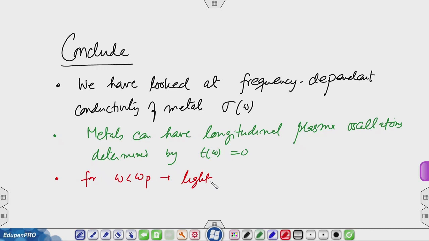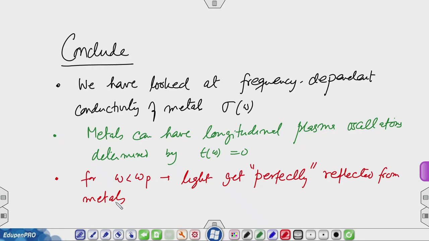light or EM wave gets perfectly, and I am using this within quotes, reflected from metals. So, this is the property of these solids, and gets transmitted for omega greater than omega p. You see this all the time. I mean, you see that mirrors use a silver film on the back side. You see a lot of metals, when sun shines on them, you see a lot of reflection, whereas X-rays pass through them. So, with this I conclude this, and next lecture I will do Hall effect and start on thermal properties. Thank you.